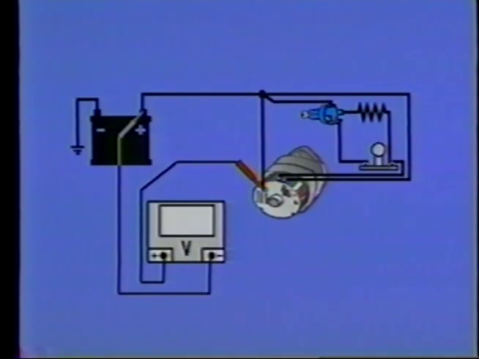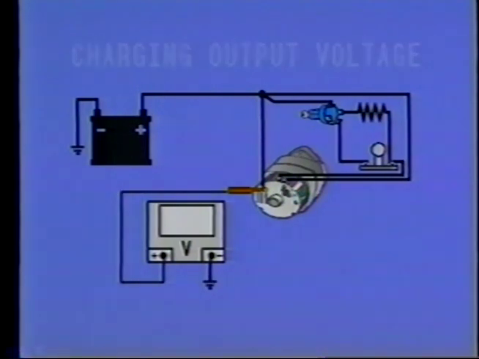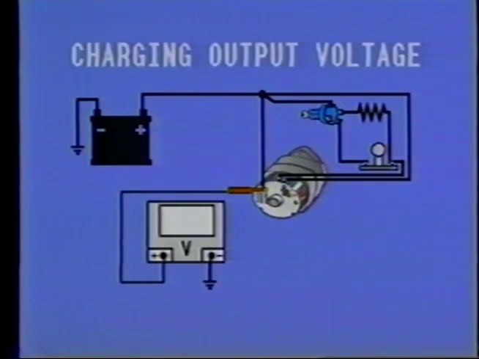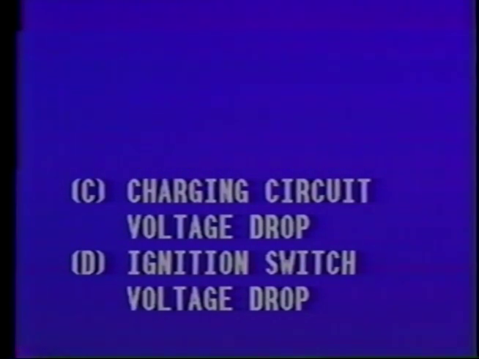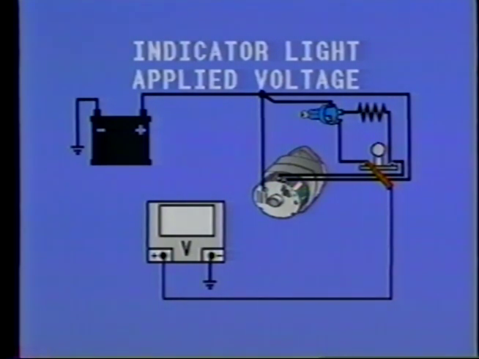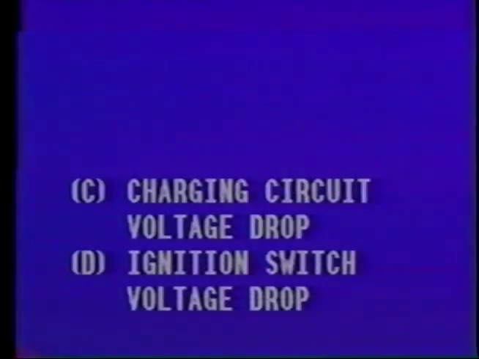Response A, charging output voltage, which refers to output of the alternator, is not the voltmeter setup shown. To get output voltage, the meter would be connected between the alternator battery terminal and ground. Response B, indicator light applied voltage, is also incorrect, referring to the voltage level in the lamp circuit when the circuit is complete. This would be measured between ground and the ignition switch side of the indicator lamp. Response C, charging circuit voltage drop, is the correct option to pick.